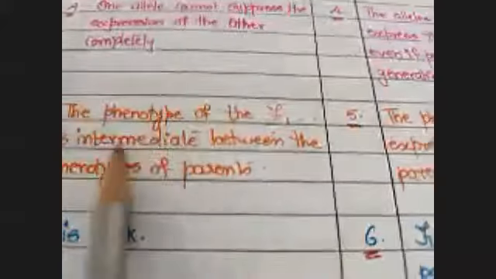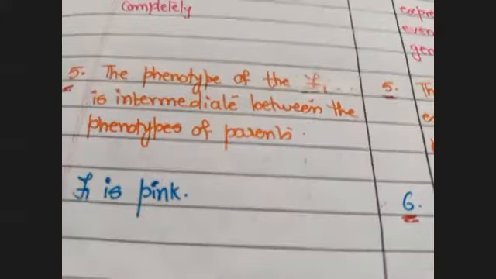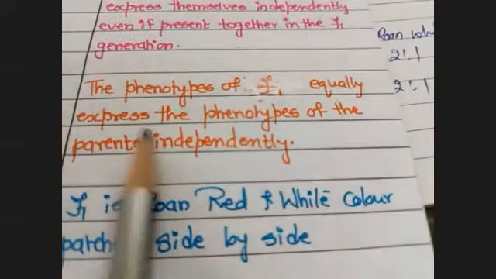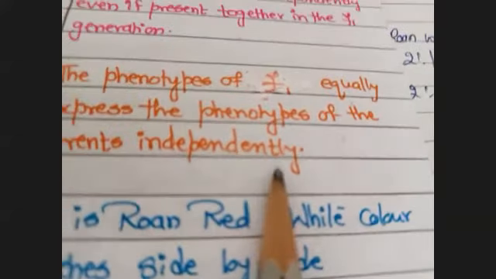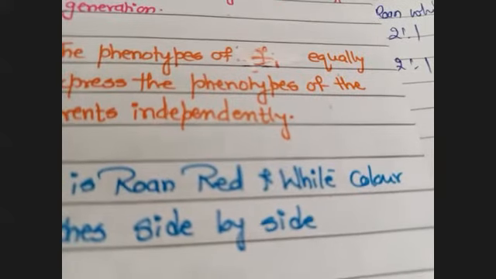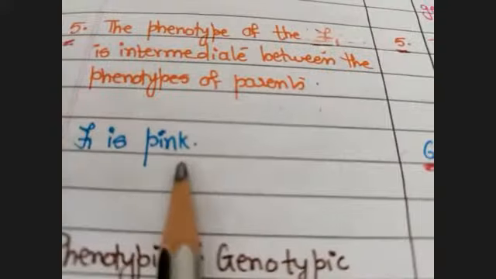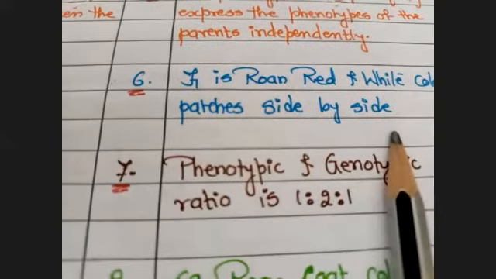The phenotype of the F1 is intermediate between the phenotypes of the parents. दोनों के बीच का character है उसमें. The phenotypes of the F1 equally express the phenotypes of both the parents independently. इसमें दोनों दिखाते हैं, red, white, red, white, ऐसा. Correct? F1 is pink. F1 is roan, that is red and white color patches side by side.